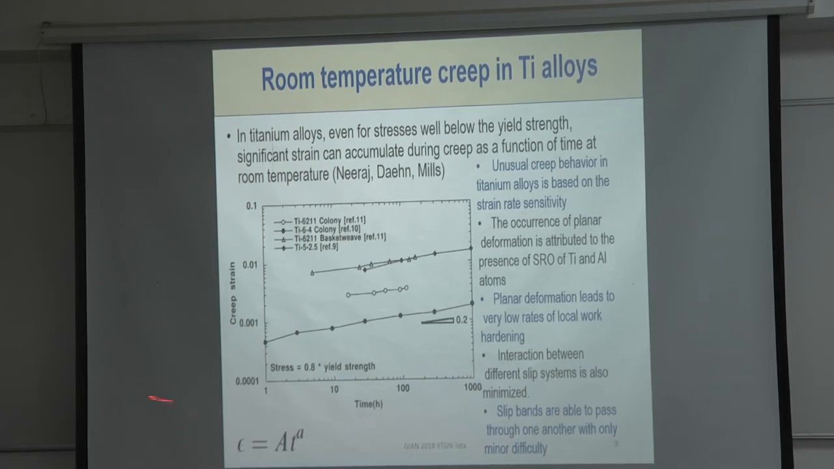So, unusual, okay, so this is the data. First, let's look at the data. Stress is about 80% of the yield stress. Okay, it's below the yield stress, 80%.